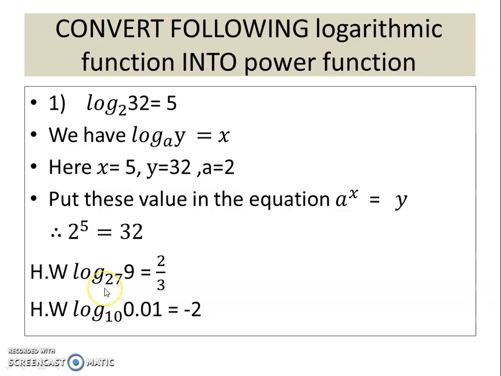For homework, you must solve these 2 examples. What are they? Log 9 to the base 27 is equal to 2 upon 3, and log 0.01 to the base 10 is equal to minus 2. Note down these examples.